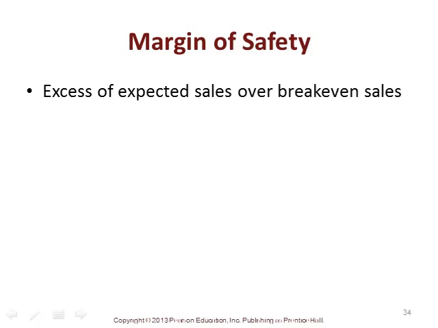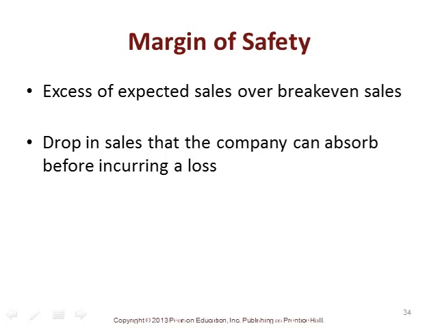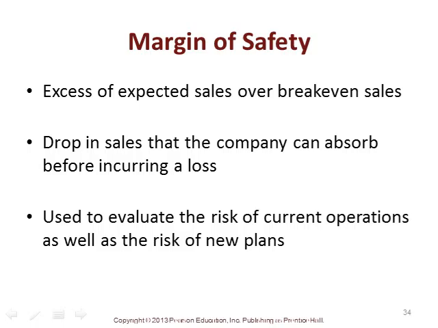So again, we talk about margin of safety as being the excess of expected sales over break-even sales. From a sales perspective, the further we are on the high end of our sales over our break-even sales, the less risky we are. In that case, a drop in sales means that the company could still absorb it before incurring a loss. And it's used to evaluate the risk of current operations as well as the risk of new plans, right?